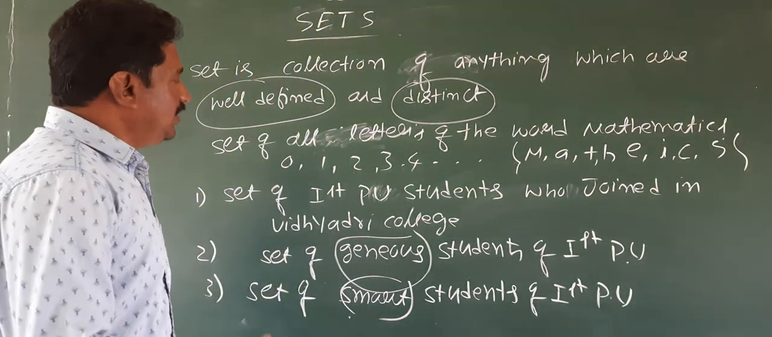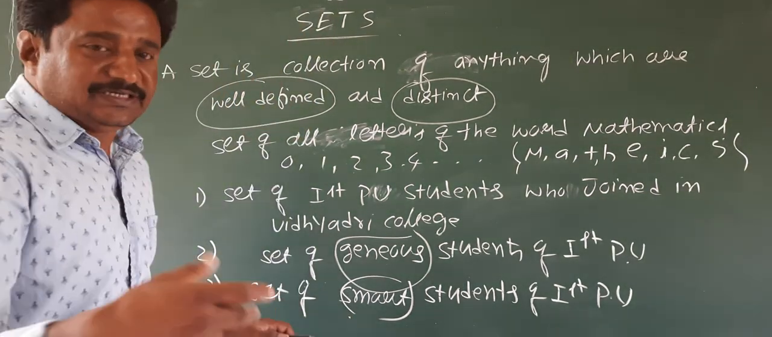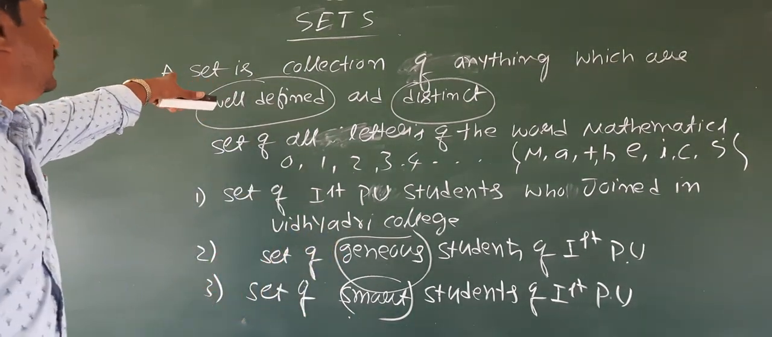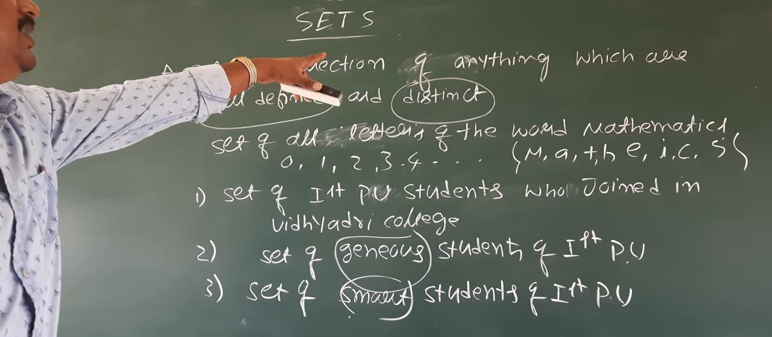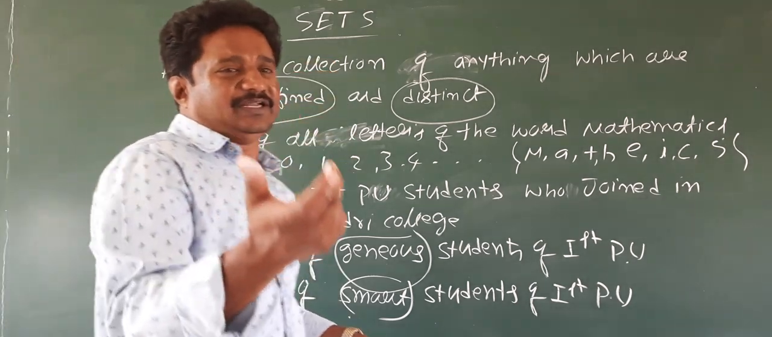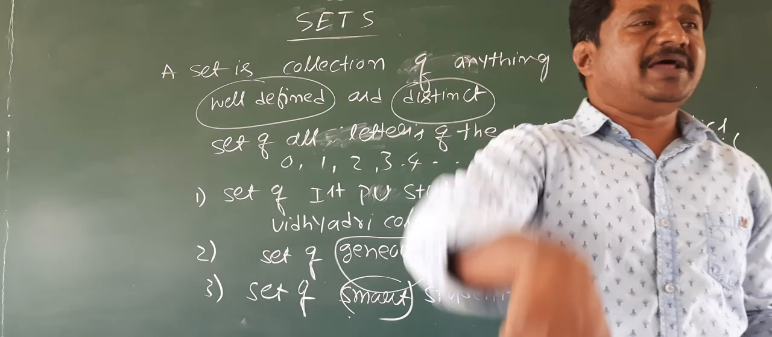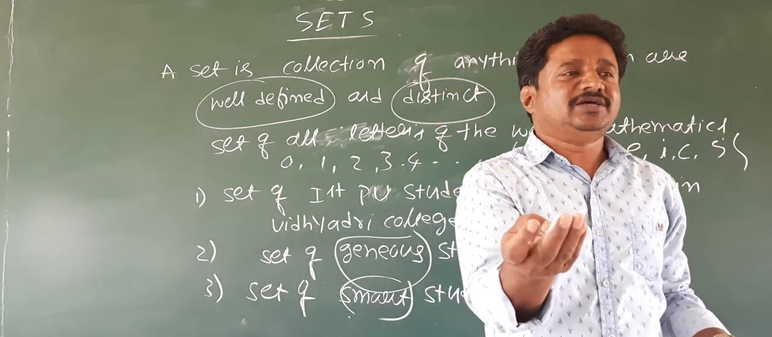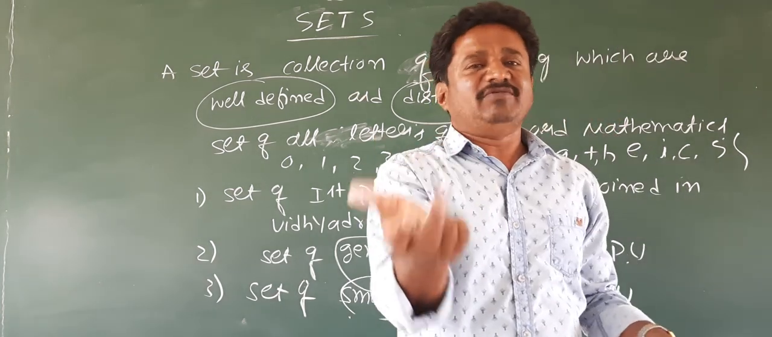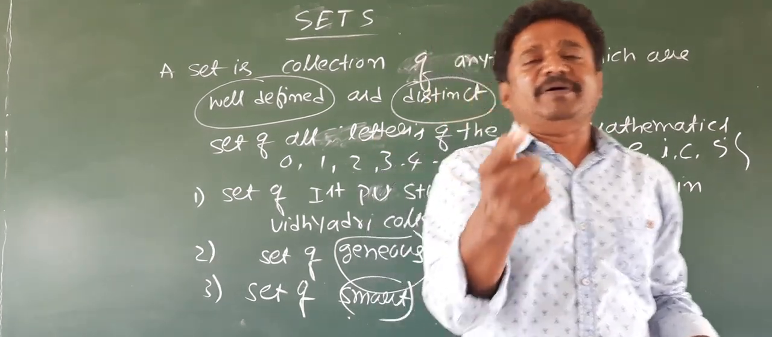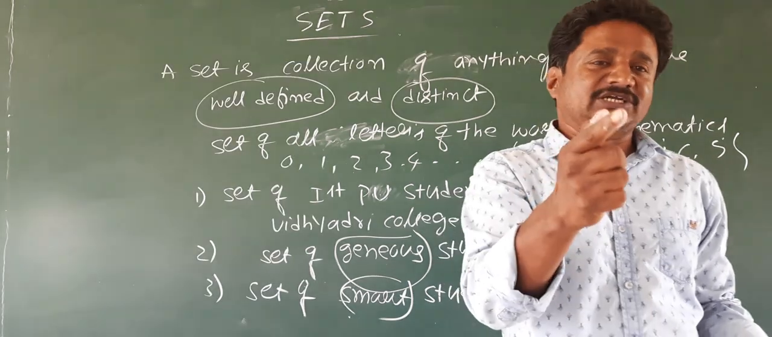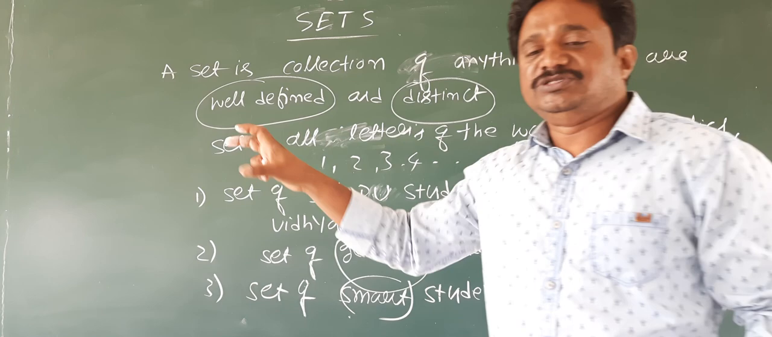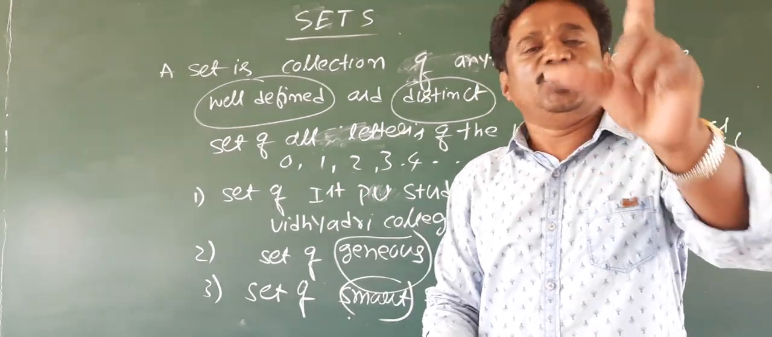Now let's go for discussing some examples on this. What is a set, students? A set is a collection of anything, collection of whatever it is. It can be a person, it can be a number, it can be an object, whatever it is, but it should be well defined and distinct.